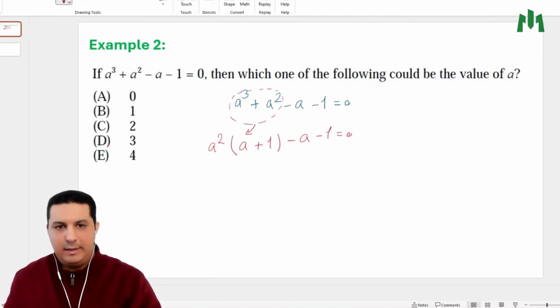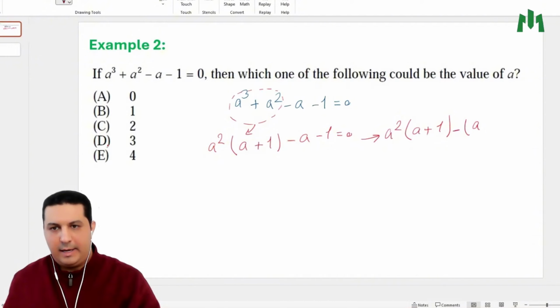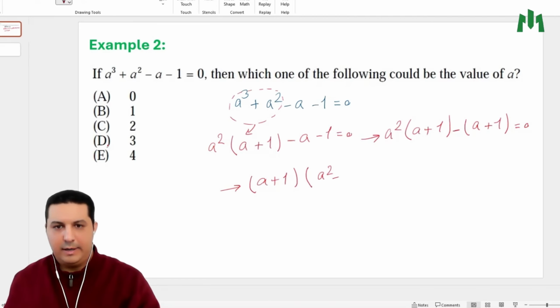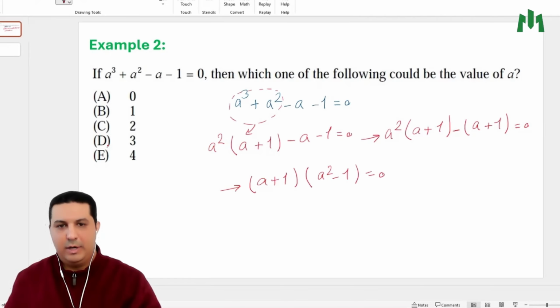So look at this. This is a^2(a + 1), and I'm going to take a factor from here. This is (a + 1) = 0. And from this part, again, you can get another factor. a + 1, if I take a factor from this, is (a^2 - 1) = 0.